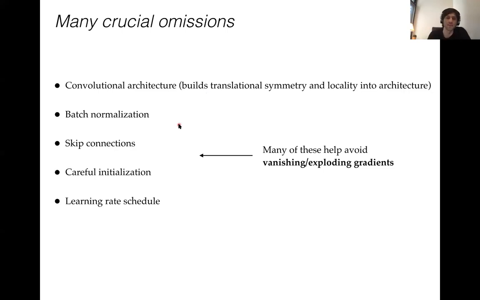There are a number of more recent innovations, such as something called batch norms, skip connections, thinking carefully about how to initialize the parameters so that learning can take off well, as well as a schedule for the learning rates that I talked about. These are all really important to get deep neural networks with many layers to work well, and they help mitigate something that is called vanishing or exploding gradients.